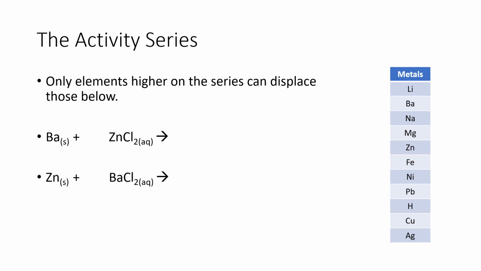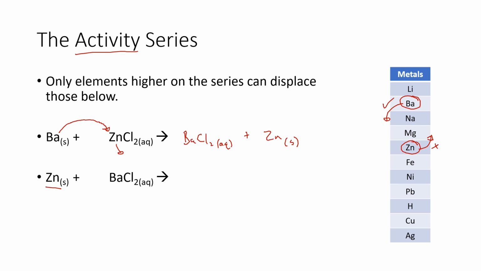So single displacement reactions follow a sort of hierarchy where only elements that are higher up on a given list called the activity series can displace those that are lower down. And so what you see here is that if you have some barium, it's higher up than the zinc, and it'll be able to displace the zinc and end up producing some barium chloride, probably in solution, and some zinc metal. But if you did the reverse, if you take the zinc and try to displace something above, that won't work. So going down works, and trying to displace upward will not work.